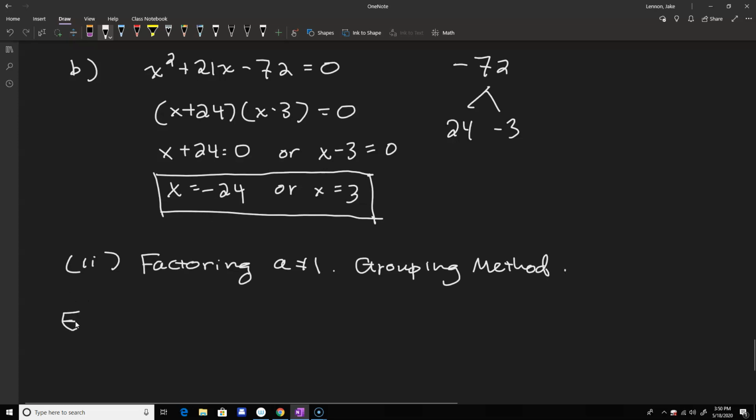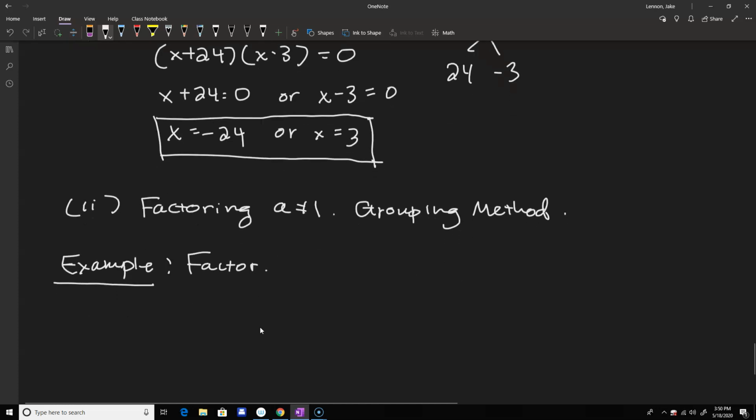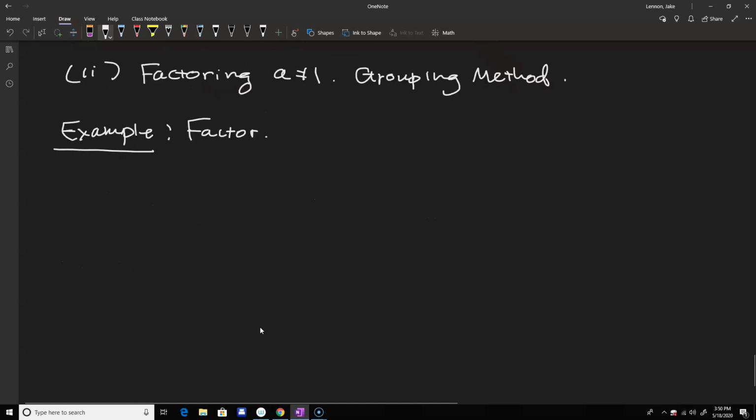So let's just jump right in with a couple of examples. It's going to have a similar feel to the previous technique, but like I said, we're just going to have a couple of extra steps thrown in. So if you already know a different way on how to factor these and you're comfortable, that's fine. The grouping method, I think, is just the most commonly taught now.